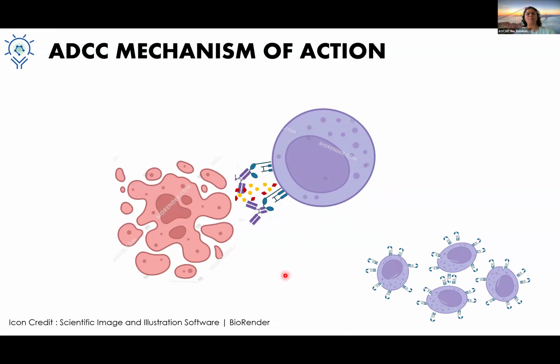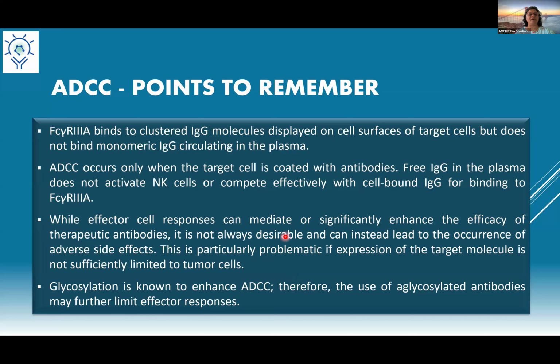Now, what are the important points to remember in terms of ADCC? Fc gamma A binds to clustered IgG molecules displayed on the cell surface of target cells, but does not bind to monomeric IgG circulating in the plasma. Therefore, ADCC occurs only when the target cell is coated with antibody. Free IgG in the plasma does not activate NK cells or compete effectively with cell-bound IgG for binding to Fc gamma 3A. What does this mean?